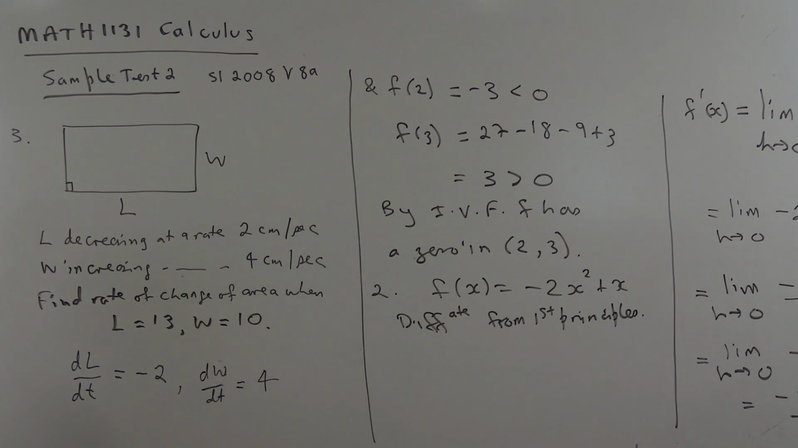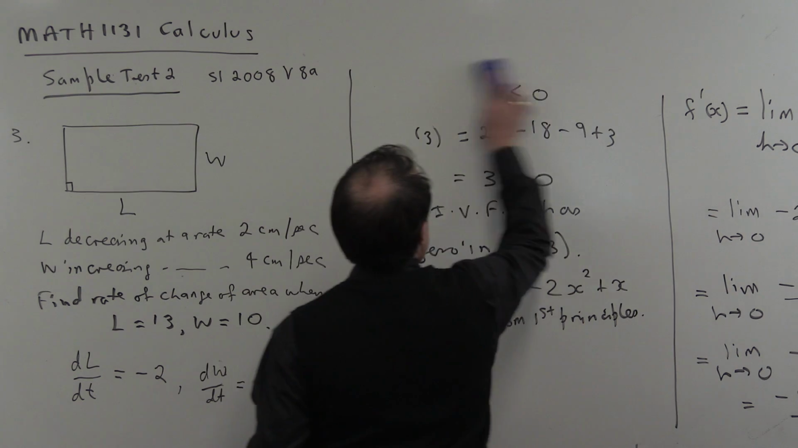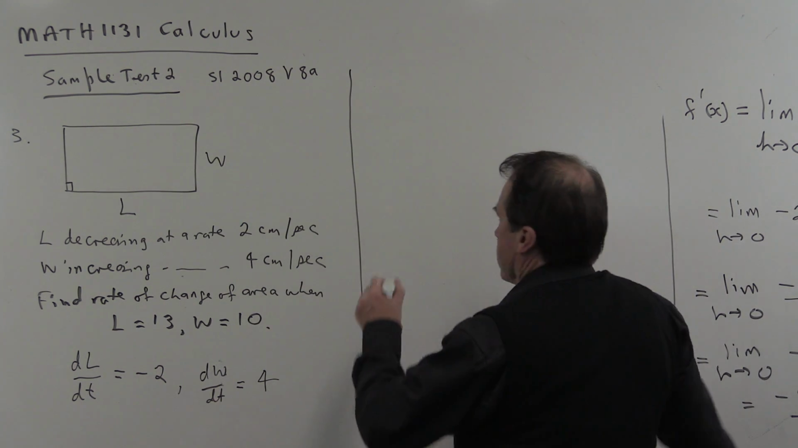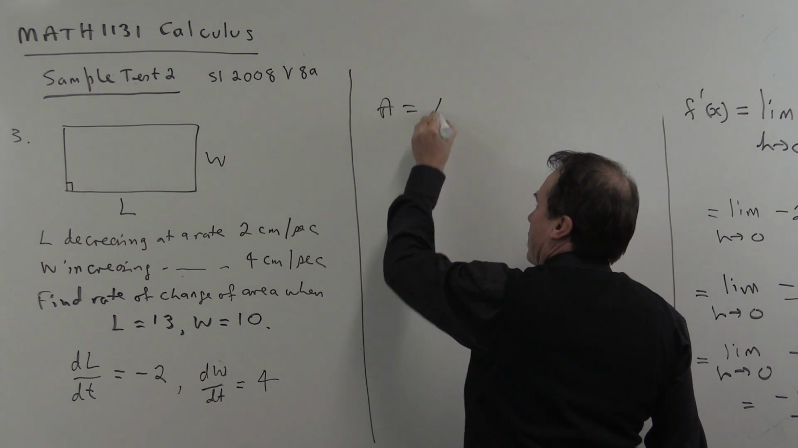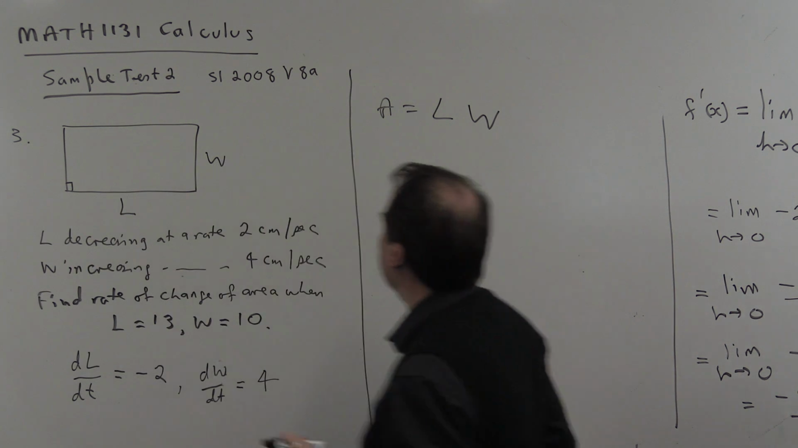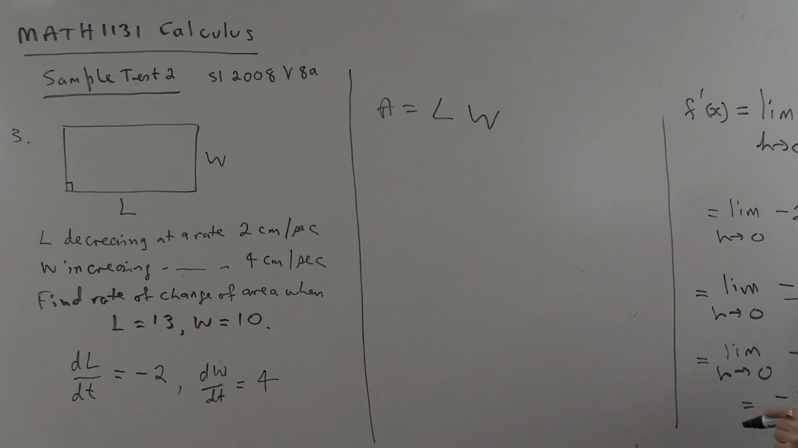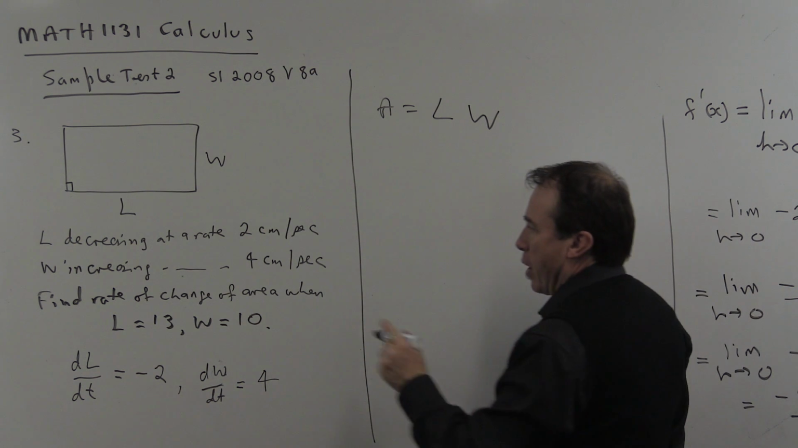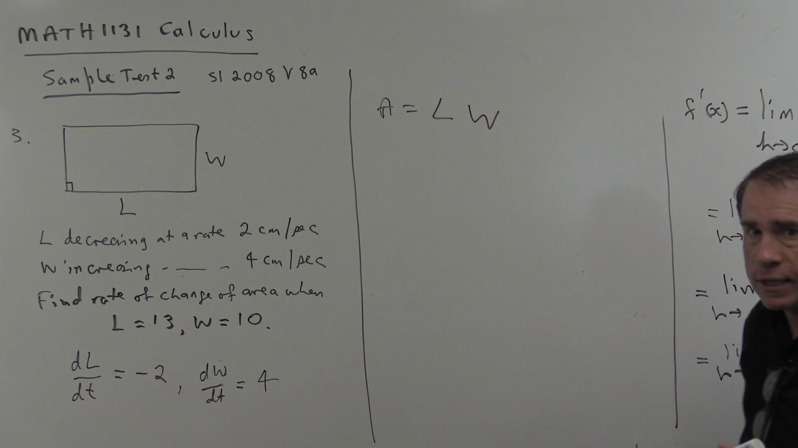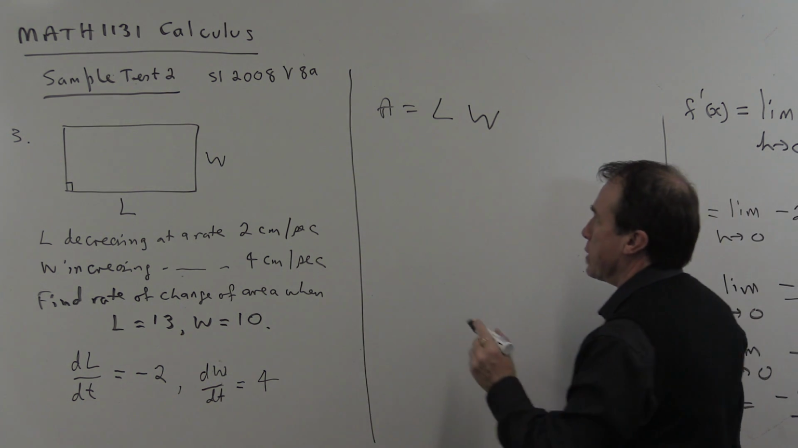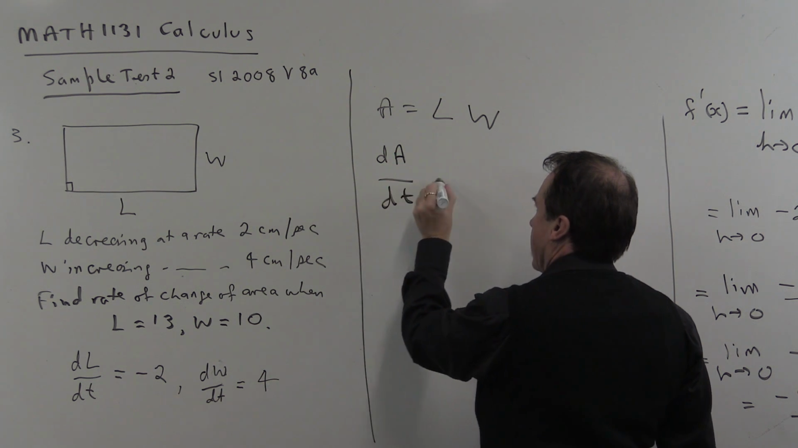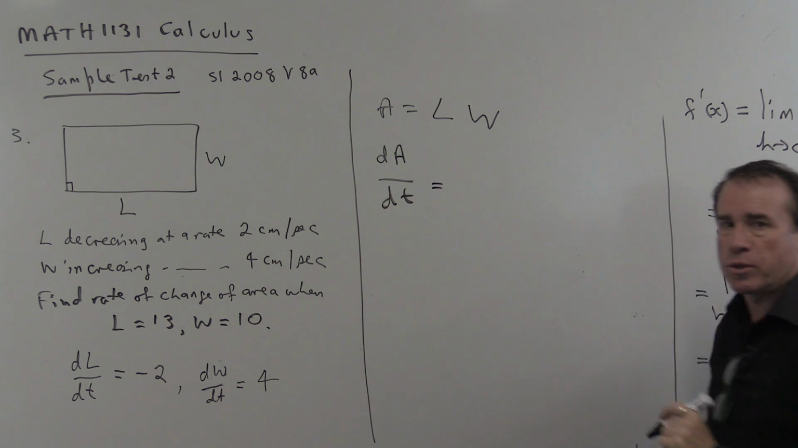And we want to calculate the rate of change of the area. Well, I can easily write down what the area formula of a rectangle is. We did that back in primary school. So the area is equal to the length times the width, L times W. And I want to find the rate of change of the area. So I want to differentiate this through with respect to t.